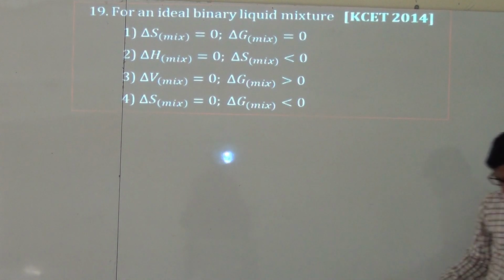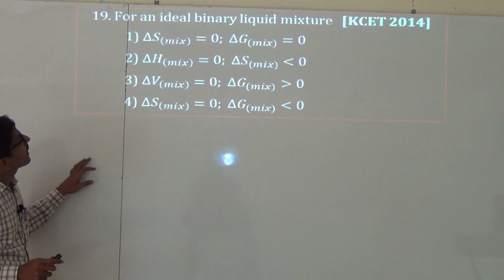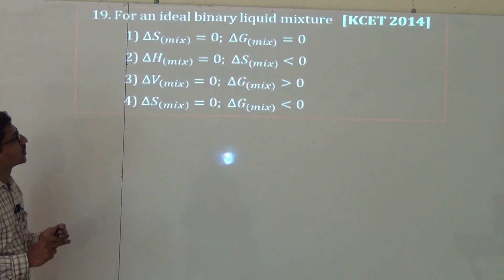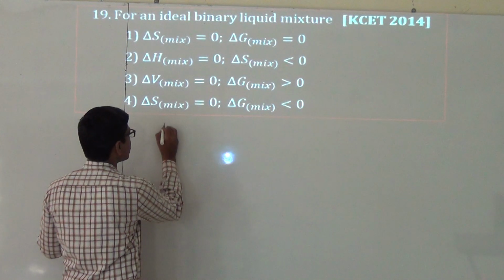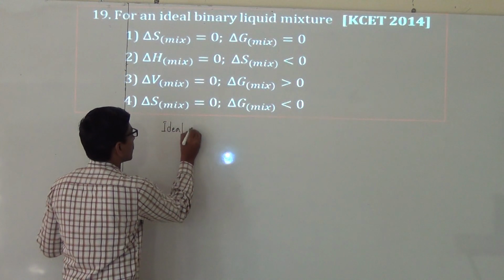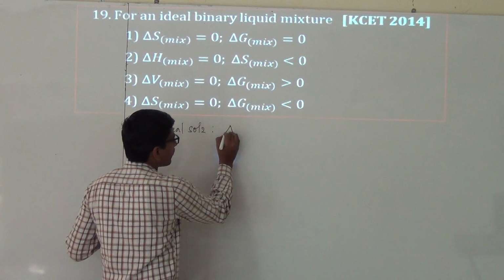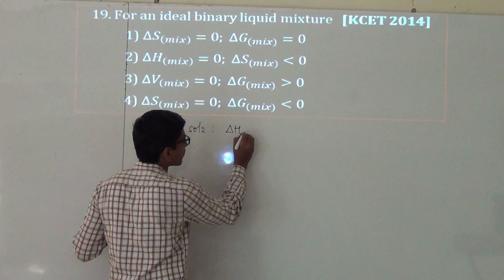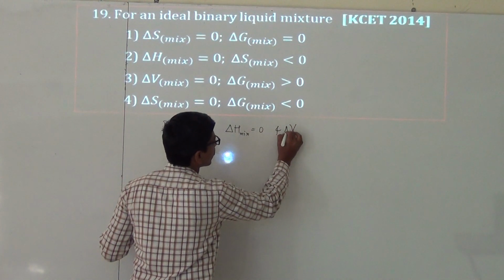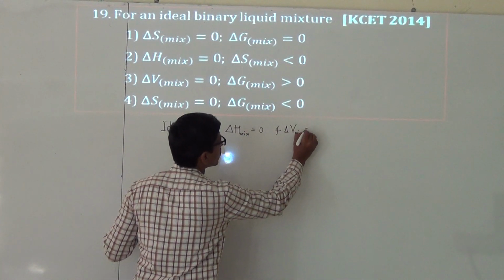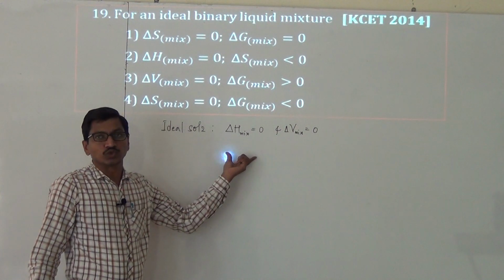Next question is, for an ideal binary liquid mixture. Ideal binary liquid mixture means for an ideal solution, enthalpy of mixing is always equal to 0 and volume of mixing is also equal to 0. These are the two conditions for an ideal solution.